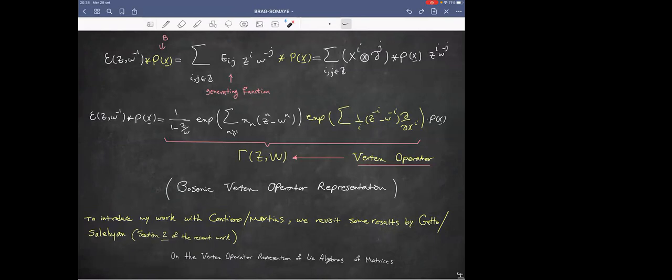Okay, and now my task is to explain where such a representation comes from by revisiting some results by Gatto and Salehian, as we did in the first part of our recent paper with Contiero and Martins.